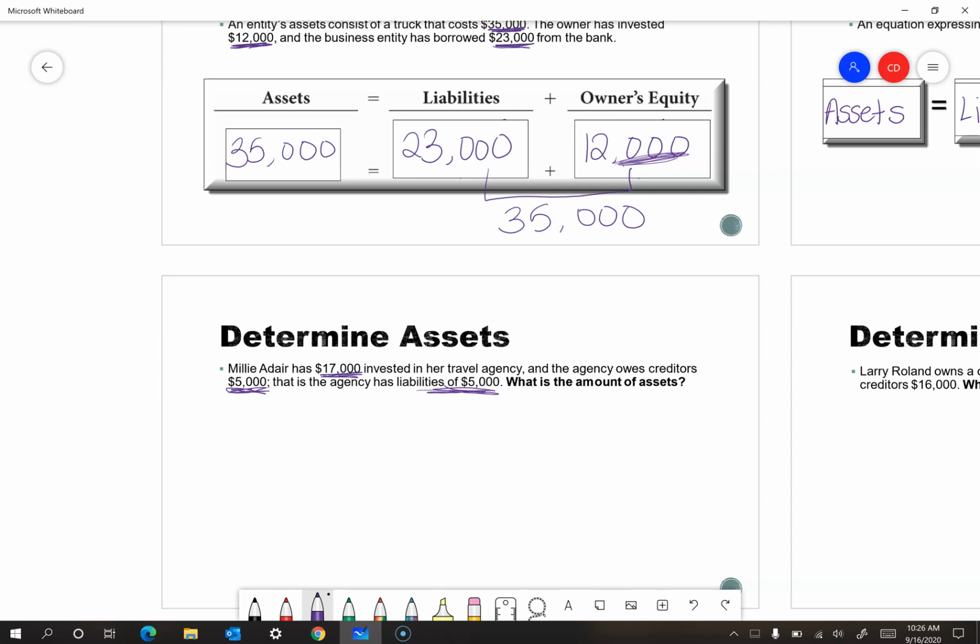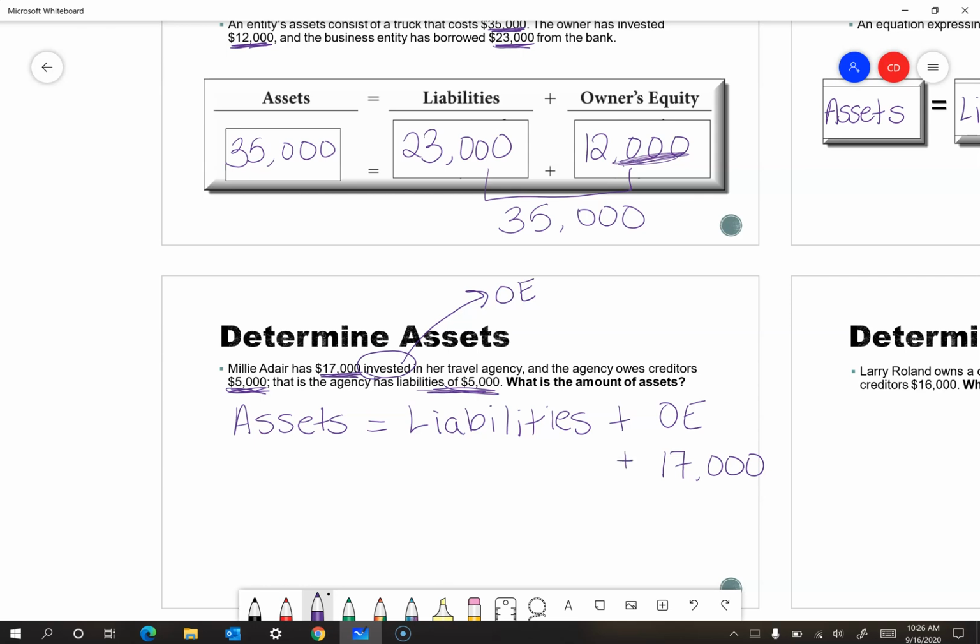All right, so we begin by writing the equation. Assets equals liabilities plus, I'm going to write OE for owner's equity. All right, so we know that she's invested. So when we see invested, that means owner's equity. She's invested $17,000. Okay. She owes her creditors $5,000. So that would be her liabilities. All right, and now we need to balance this equation.